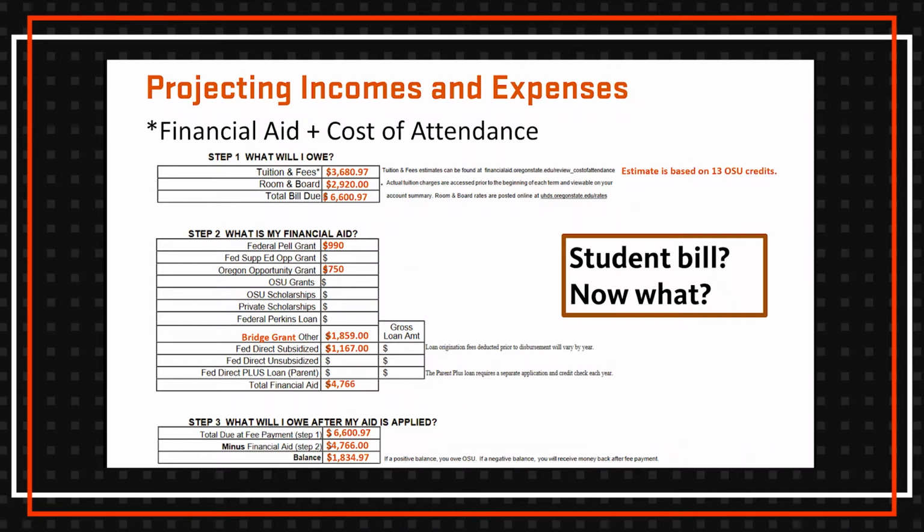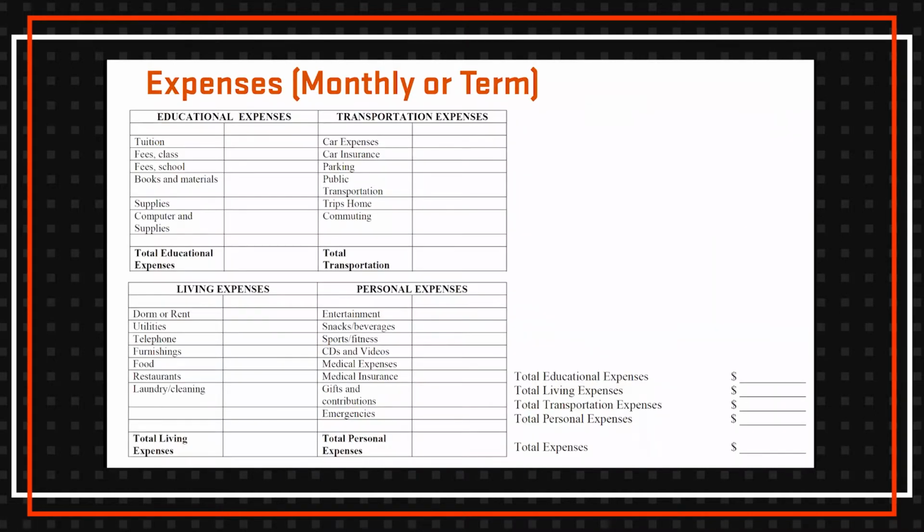We understand that loan is going to eventually have to be paid back, but for the time being, that's an income for the student. And then the balance at the very bottom is what remains to be paid. And that's the big question mark: how do we bridge that gap? This is just a quick example, but there's a lot more to it than just the financial aid and cost of attendance. So we're going to dive into that next.